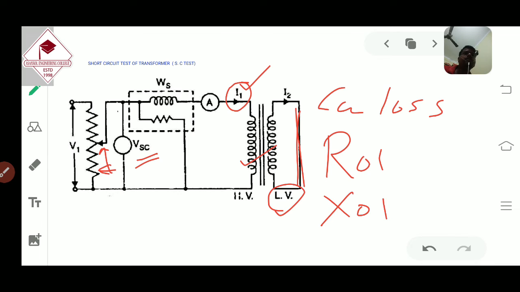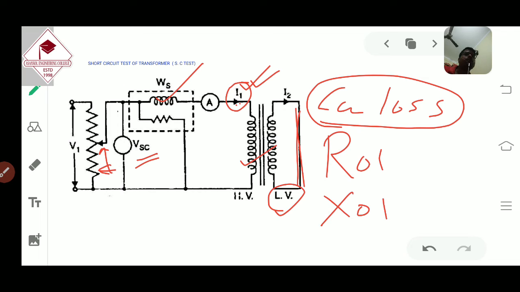Okay, so this is the rated primary current which is supposed to flow in this circuit, right? So we will increase this voltage till we achieve this rated current in the primary circuit. Fine. So under such conditions, the copper loss in the windings is the same as that on full load. So in this way we can register this copper loss in this wattmeter, right?